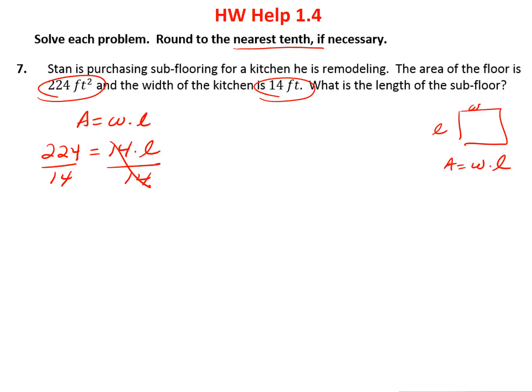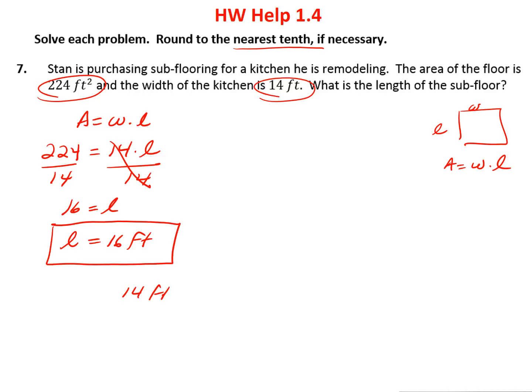And so get out my handy calculator. And I find out that this is 16 equals L. So, or L equals 16. And the answer is L equals 16 feet. The length must be 16. Notice that when you multiply 14 feet times 16 feet, you get 224, but notice feet times feet is what gives you feet squared, or square feet.